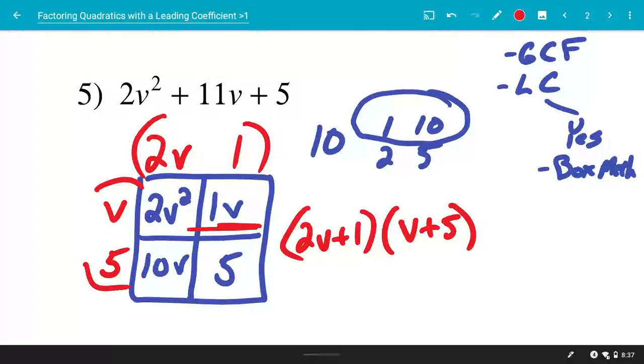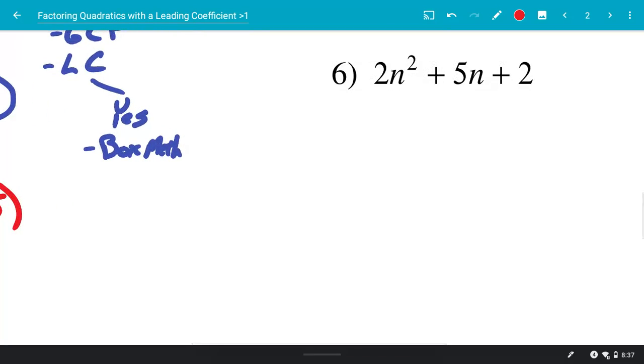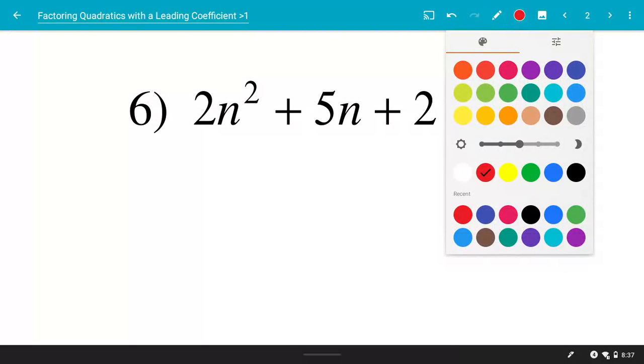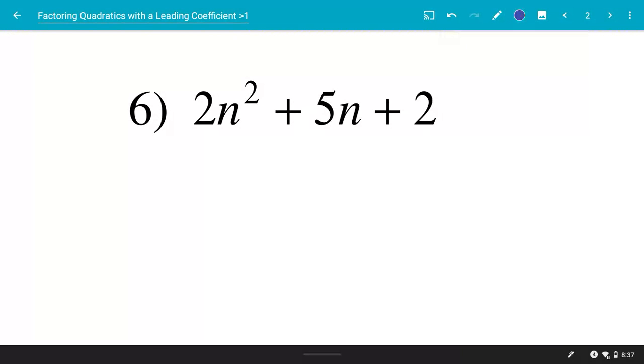Okay? It's, again, a process. If you follow the process step by step, it's not that bad. Can I get a whoop whoop? Let's try number 6. Try number 6. All right. Go back to blue.